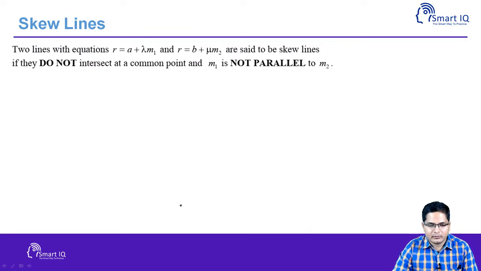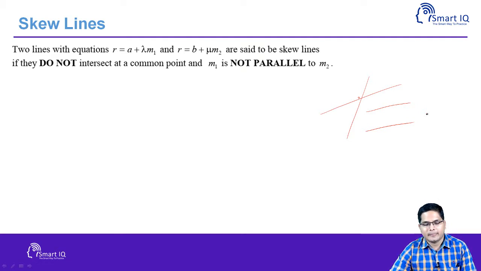Skew lines. What do you mean by skew lines? In two-dimensional space, suppose you take this board, if you draw two lines, they might intersect. So they are intersecting here. If I draw two lines, they can be parallel, they are not intersecting. So in two-dimensional space, if I give you two lines, either they intersect or they are parallel, right?